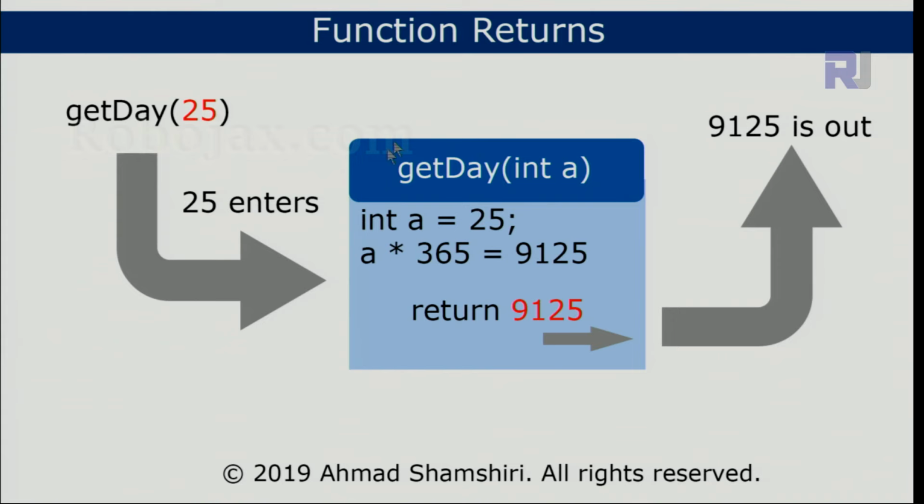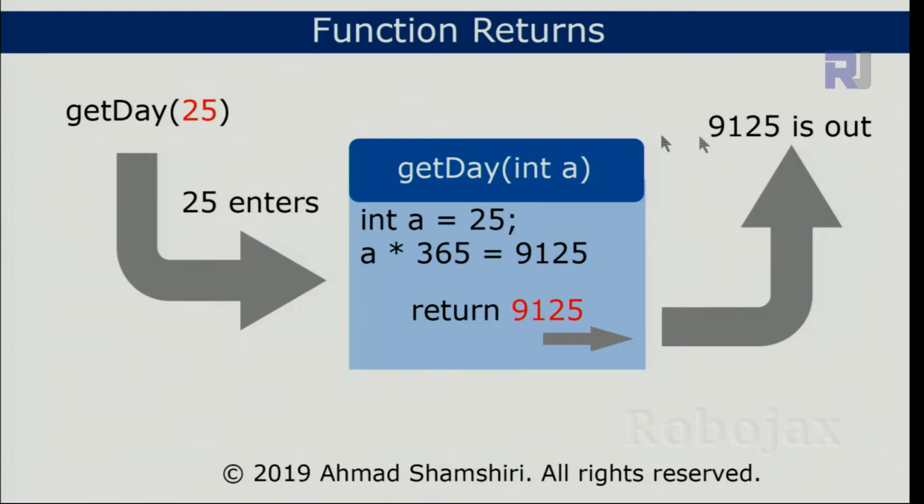So this block is a function, and that is the name. When you use it, you will type get days, and then you pass this 25. The mouth is open, and you put this number. This number enters this function. As soon as it receives it in here, it will assign it to a variable a like this. Integer a is equal to 25. So this a will automatically be 25. And next we have a times 365, which will be 9,125. And it will return 9,125. So 9,125 is out.